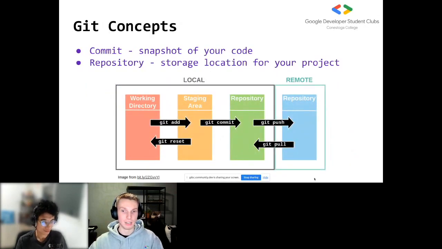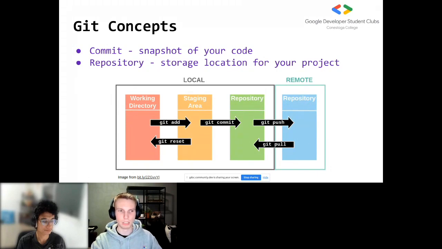Awesome. So the main concepts, especially for beginners, and pretty much how you're going to spend 90% of your time using Git, is using these 5 commands. A commit is a snapshot of your code. Think of it again as a saved file in a game. And your repository is the storage location of your project. When you're using Git and GitHub, you technically have 2 repositories. You have your local and you have your remote.